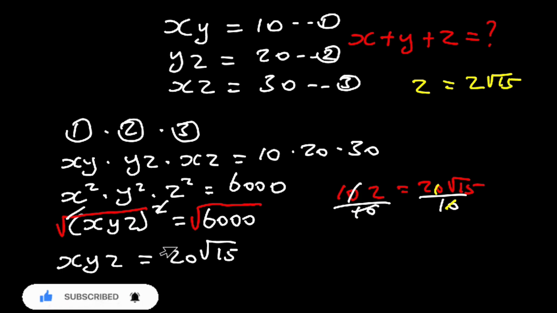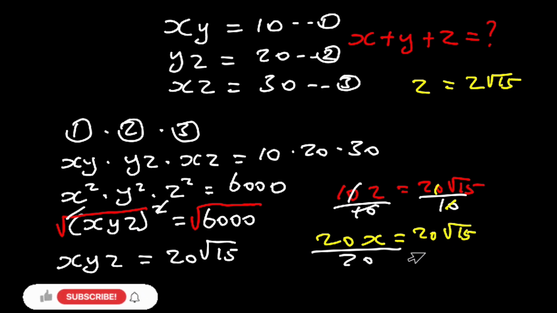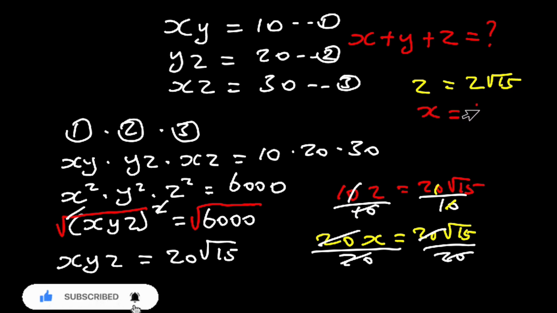Then to find the value of x, we have that yz is equal to 20. So if you substitute yz to be 20 here, you're going to have 20x is equal to 20 root 15. And let's divide both sides by 20. This and this will cancel, this and this will cancel. You have that x is equal to square root of 15.